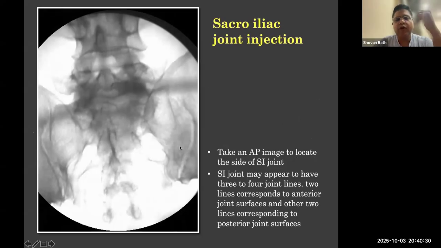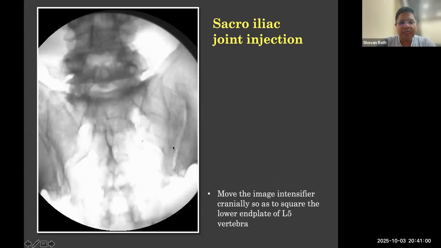proper SI joint. Because the joints are like this, these are parallel structures. So to enter into those joints, you have to make them opposite side oblique. So if you want to enter into the right side, you have to turn your fluoroscope to the left side, and vice versa. And again, the lowermost point is the synovial joint. So the most favorable entry point is the lowermost point where it is easily entered.